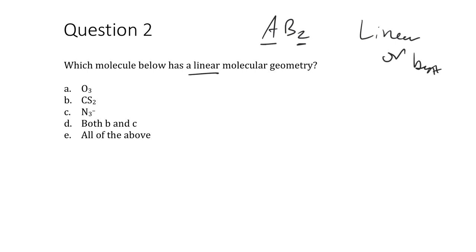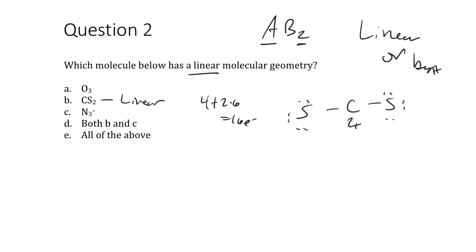Now it's going to be linear in the case of things like CO2, CS2. So this molecule here is linear. How do I know this? Well, I know the Lewis structure here. If I try to determine the Lewis structure, 4 plus 2 times 6, 16 electrons. So I start with carbon, 2 sulfurs, lone pairs are on the sulfurs.